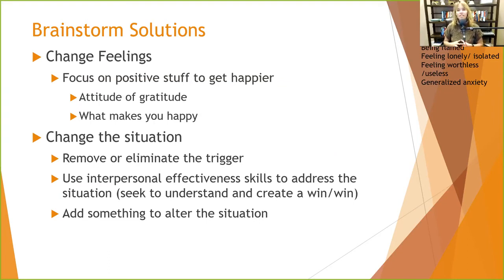Use interpersonal effectiveness skills if you're having issues with somebody else to address the situation, which means you've got to understand where they're coming from first. Just because you want something to be a certain way, well, that's great, but we have to understand what the other person needs in a particular situation in order to create a win-win. And you may add something to alter the situation, like getting a dog or going out and making new friends so you don't feel as lonely and isolated if you can't contact your 3 best friends.